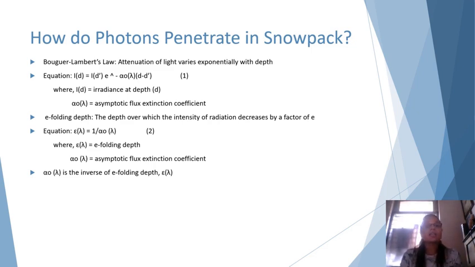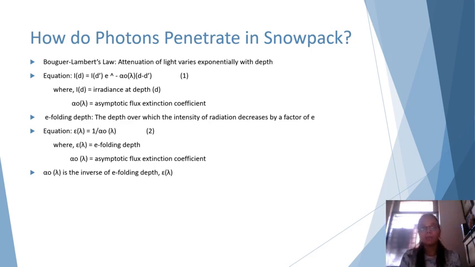Both scattering and absorption combine non-linearly to control the depth to which photons, on average, penetrate the snowpack. For diffuse radiation and deep and uniform snowpack, the attenuation of light follows Beer-Lambert's law, which states that attenuation of light varies exponentially with depth, and it is given by equation 1, wherein I_d is irradiance at certain depth d, and alpha naught lambda is nothing but the asymptotic flux extinction coefficient.